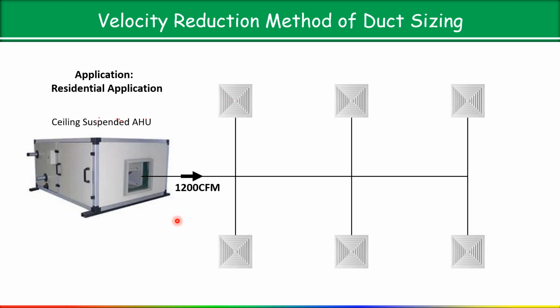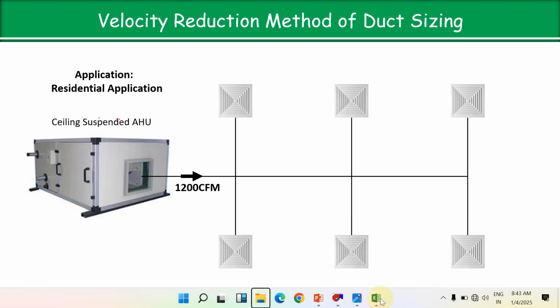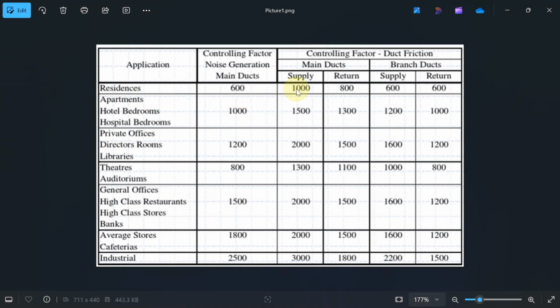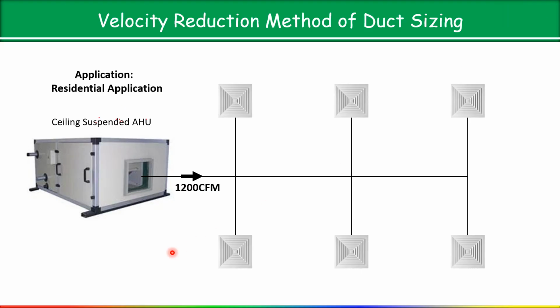First we have to see the main duct sizing. For the main duct in a residential application, if you remember, how much velocity can we maintain as per this Carrier manual chart? For residences in the main supply air duct, generally you can go up to 1000, minimum 600. So here I am maintaining the average. 1000 fpm is the maximum, and I am maintaining an average of 800 fpm. As per 800 fpm and this flow, we will see the duct sizing.